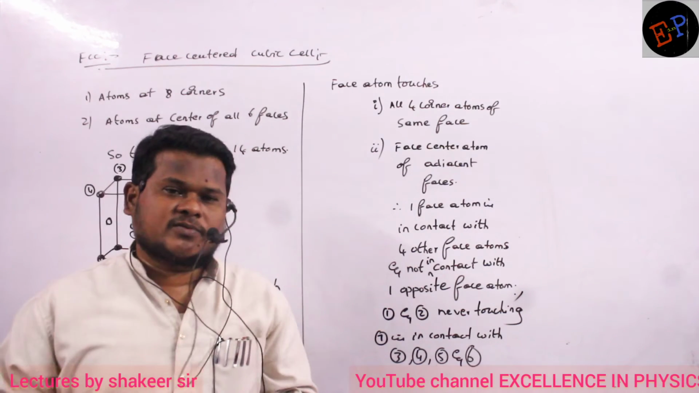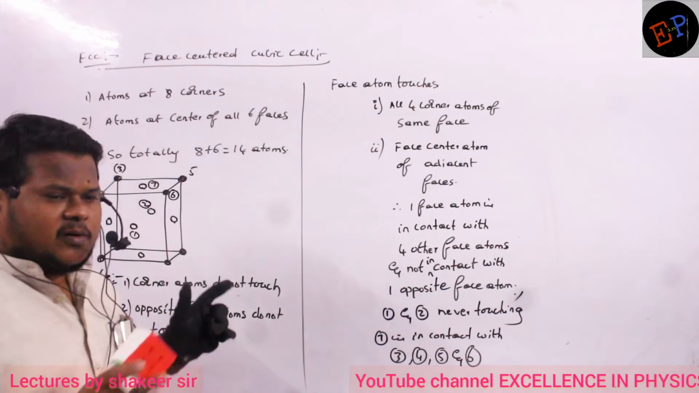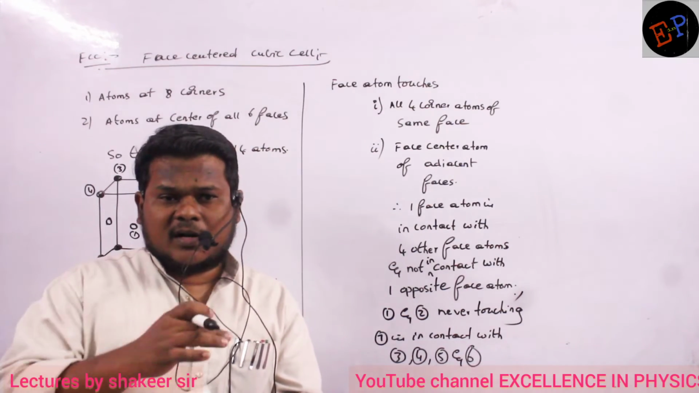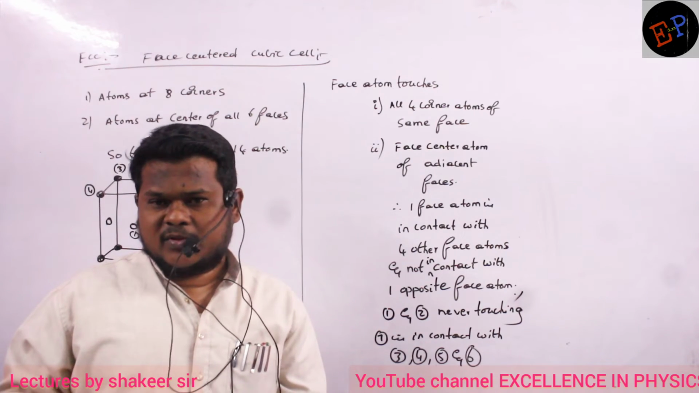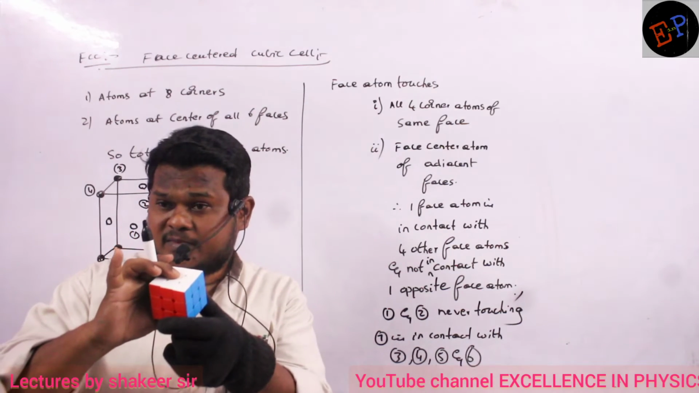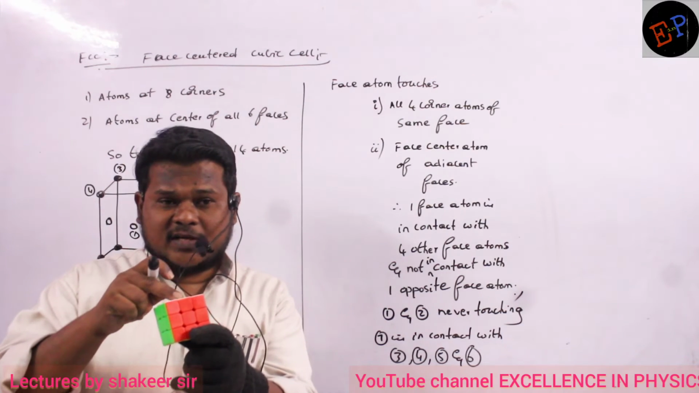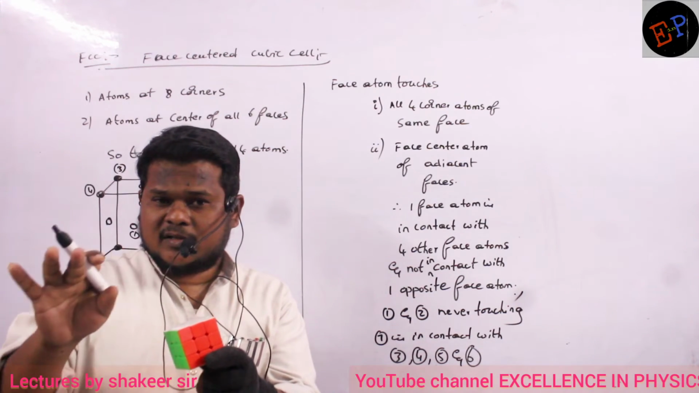That is the point which you should understand. So this is slightly complicated when compared to previous ones. Corner atoms never touch. Are you able to understand, ma? Opposite phase atoms, they never touch. But the atoms which are present on the same phase, they are in contact with all the corners.